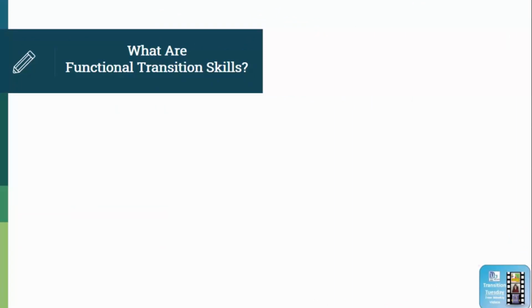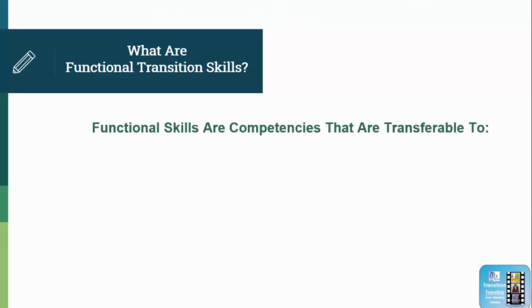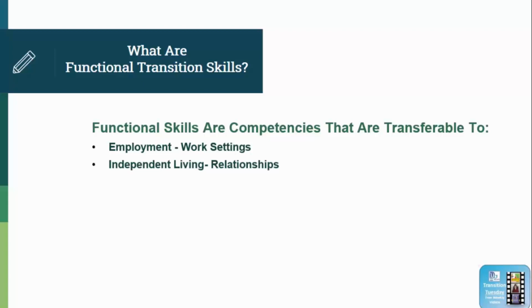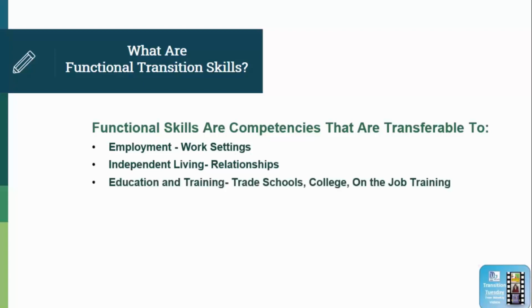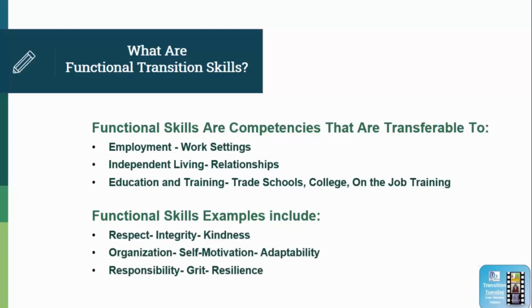So what are functional transition skills? They are competencies that are transferable to employment and work settings, independent living, including relationships, and education and training, including trade schools, college, on-the-job training. Some examples of functional skills are respect, integrity, kindness, organization, self-motivation, adaptability, responsibility, grit, and resilience.